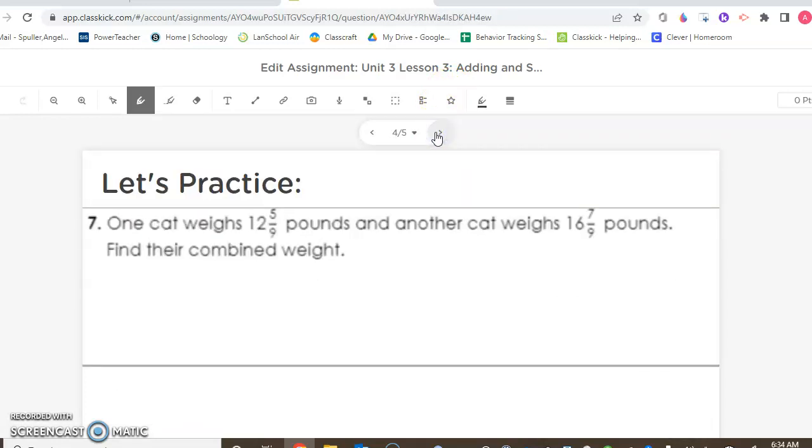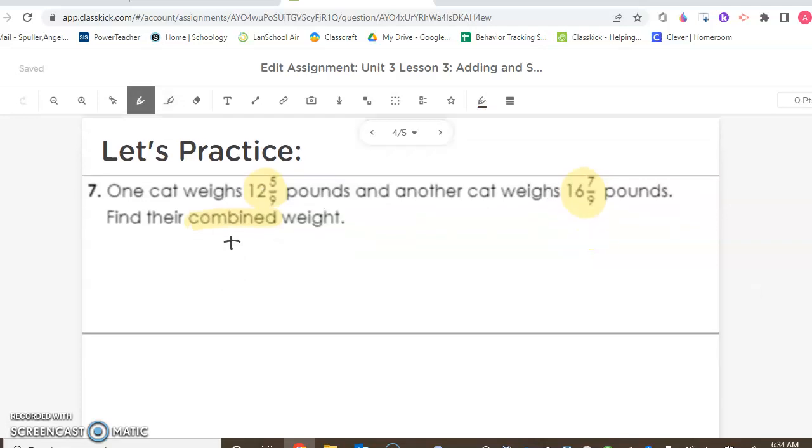All right, let's look at this. I want to do this one, and then you're going to do the next one yourself. Let's read the story problem. First and foremost, looking for key things. One cat weighs, well, here we know one cat weighs this. Another cat weighs, we know it weighs this. Find their combined weight. Combine means add, so I know I'm going to add.